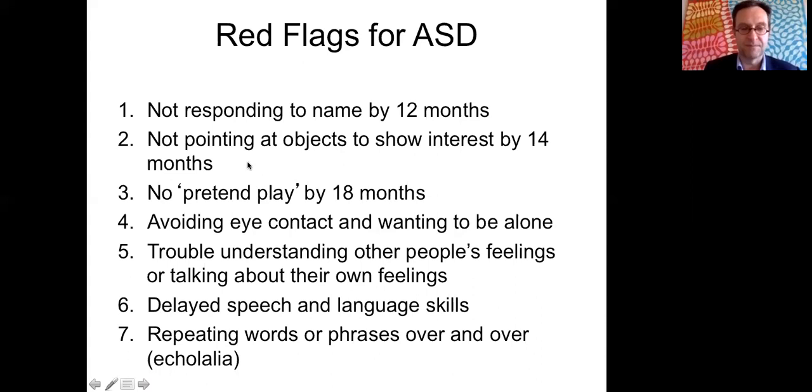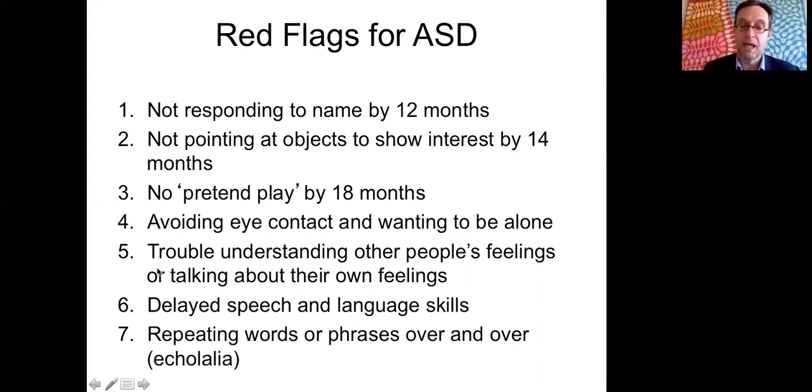Not having pretend play by 18 months. Pretend play could be anything from, you know, rocking a little baby or pushing the car or pretending to make tea and feeding people and changing nappies or any kinds of things that might be culturally appropriate. But if by 18 months children don't do that, it's a red flag. Avoiding eye contact, wanting to be alone is a red flag. Because children, most of us are social creatures. We use our eyes to engage with people and we want to be with other people because that's how we learn. We are social learners in the world.